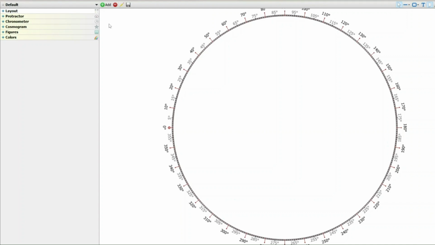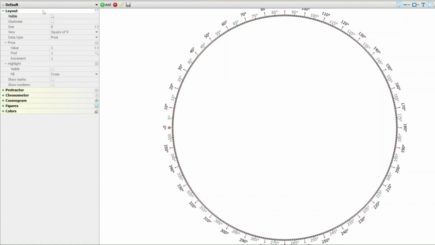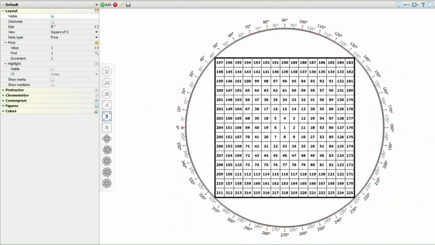Now open the Gannzilla application. So here is our Gannzilla Pro application. Now come to the layout part. For today's strategy, we are only going to use the layout option. So just make the layout option visible. Also make the clockwise option visible. For size, choose 8 for now.